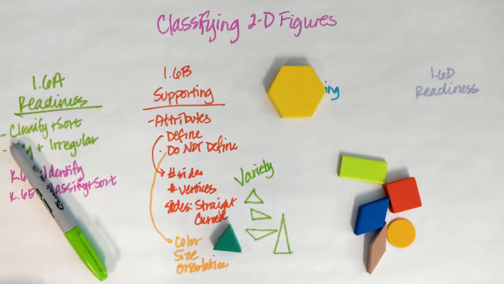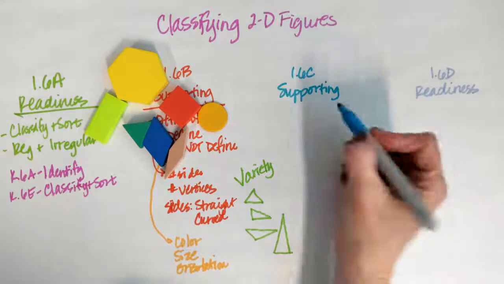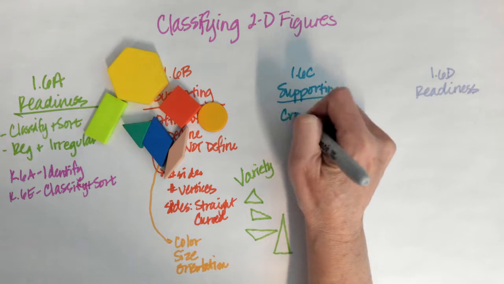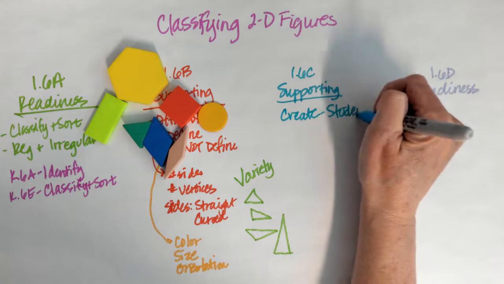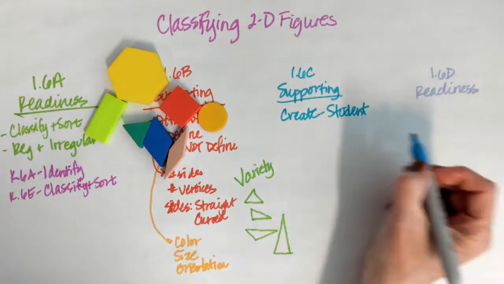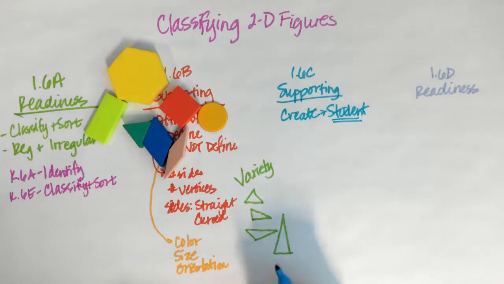Okay, 1-6C, that's the next one I want us to talk about. The verb for students is create. The verb create isn't for teachers. It's a student verb. All of our TEKS are student verbs, so they all say the student will, not the teacher will. The student will create 2D figures, and it lists the same ones that we talked about earlier: circle, triangle, rectangle, square as a special rectangle, rhombus, and hexagon.